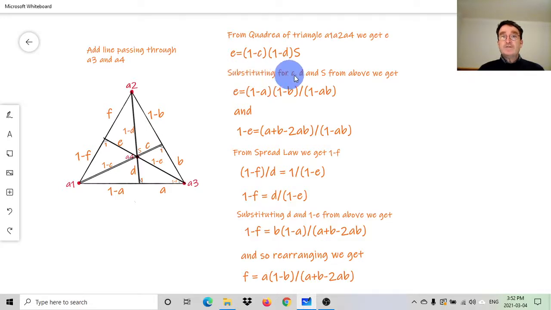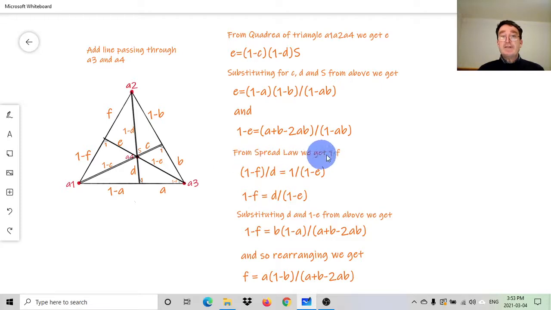Okay, so we're going to substitute for C, D, and S from the above, and we get E is 1 minus A times 1 minus B divided by 1 minus AB, and 1 minus E is A plus B minus 2AB, all divided by 1 minus AB.